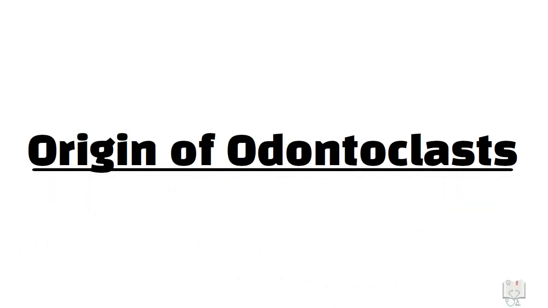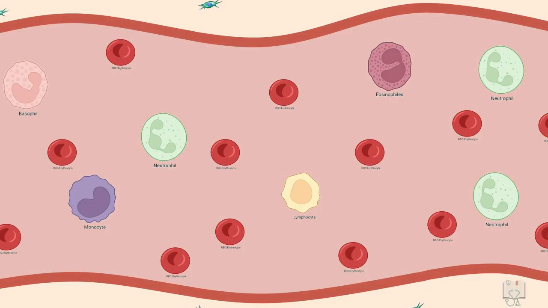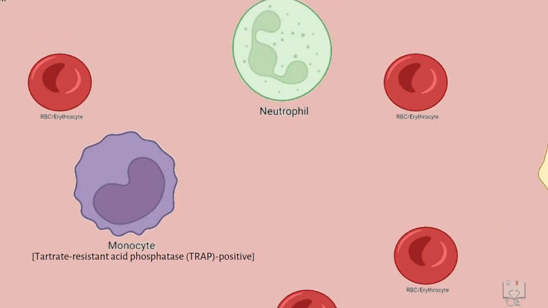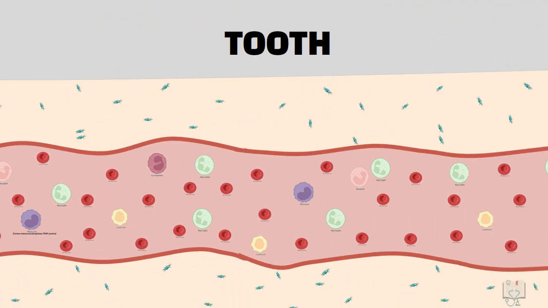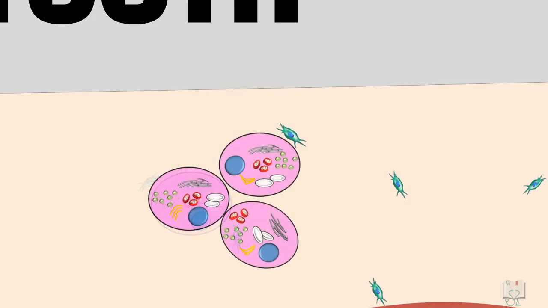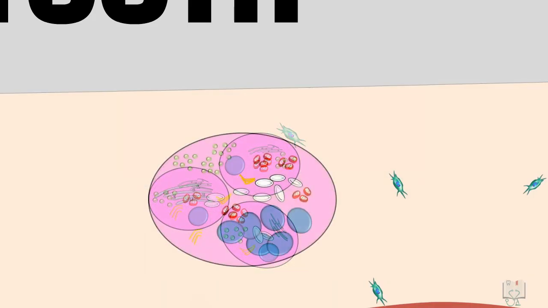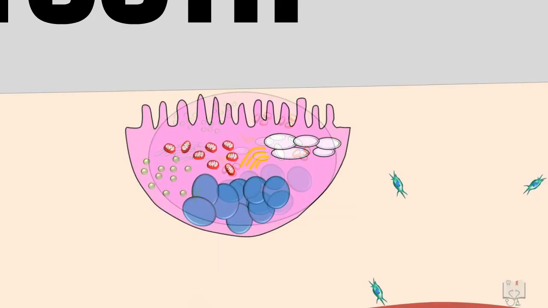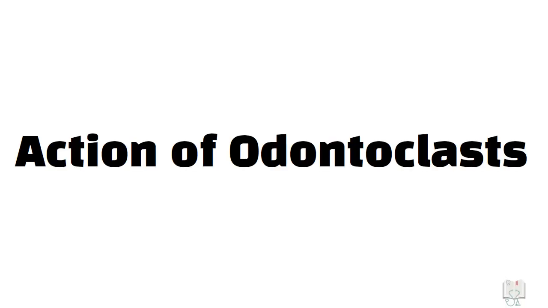Origin of odontoclasts. In the blood vessels, among all the white blood cells, it is the monocytes that are thought to be the precursors of odontoclasts. When required, monocytes from the blood vessels start migrating into the connective tissue and reach the site of dental tissue resorption. Here, they transform into mononucleated odontoclasts. Numerous such cells fuse together to form a large multinucleated odontoclast. On reaching the mineralized surface of the tooth, the odontoclasts get activated.